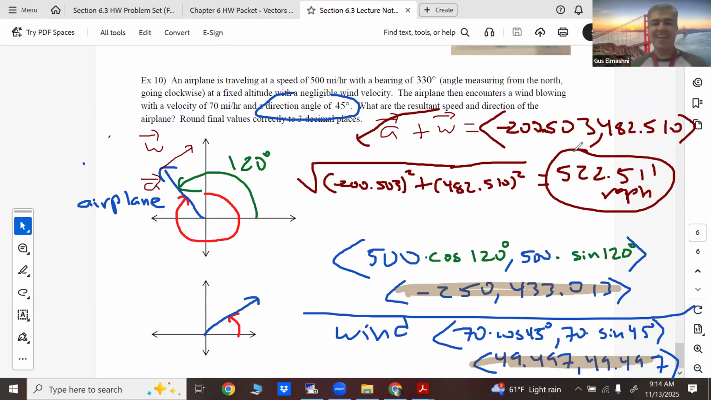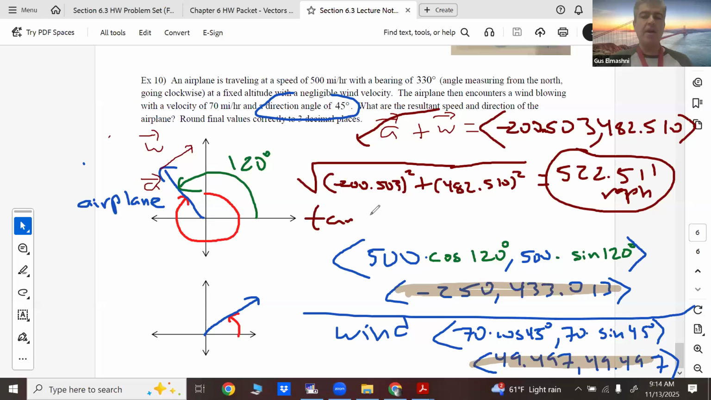Congratulations. Okay. So 522.511 miles per hour. That makes sense because it should gain some speed, right? It's going 5 miles per hour, and the wind's helping it move faster. So yeah, it should be going a little faster. So that's the magnitude of the airplane with the wind. And then the direction, because now it's not going as much to the east, it's going a little bit more pointing towards west. So to find a direction, how are we going to do that?